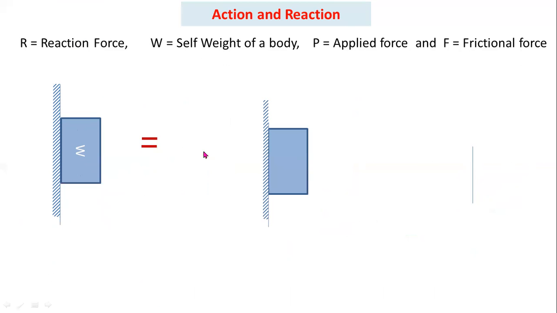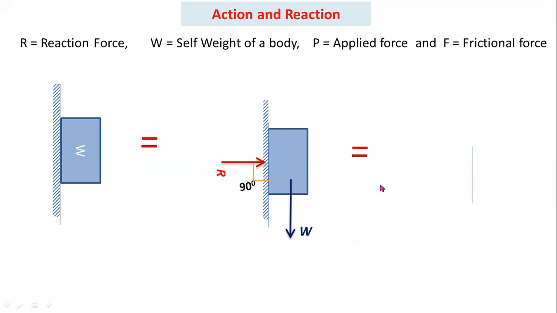Now you have to consider self weight vertically downwards. Always consider self weight vertically downwards. Now this is the vertical support, so you have to draw a perpendicular reaction force at the point of contact. With respect to this support, you have to draw a perpendicular reaction force. Reaction force always makes an angle of 90 degrees with respect to the support. Here the support is vertical, so you have to draw a horizontal reaction.